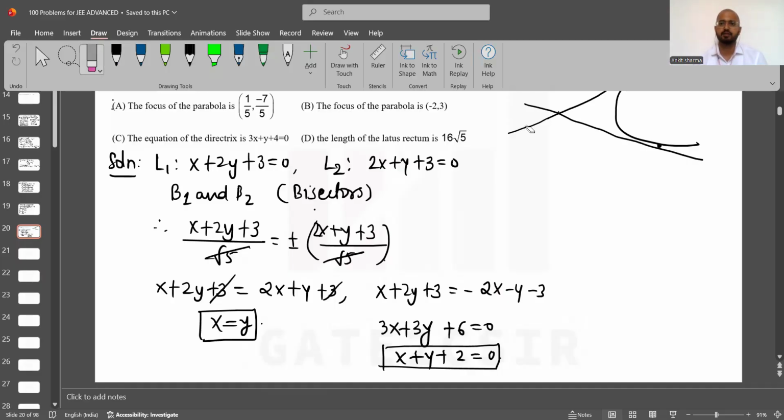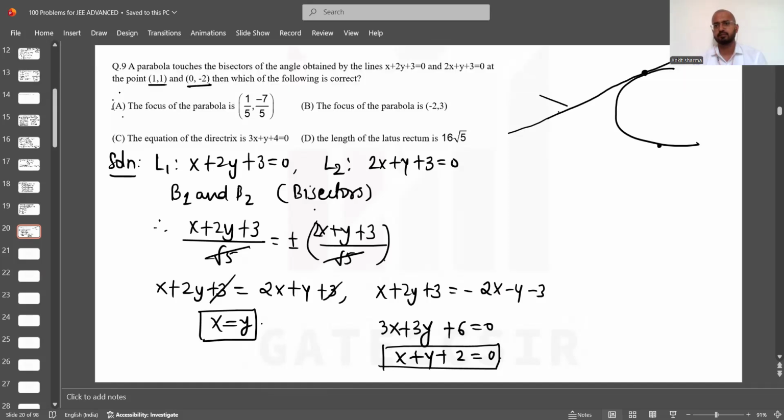That's it. So this is my point now. So my line is x equal to y, and this line is x plus y plus 2 is equal to 0. If I consider that point of intersection, I can plug in x equal to y directly here, so y will be minus 1. That means minus 1 comma minus 1 is the point of intersection.